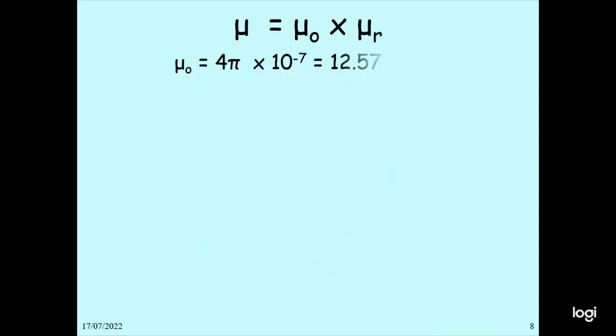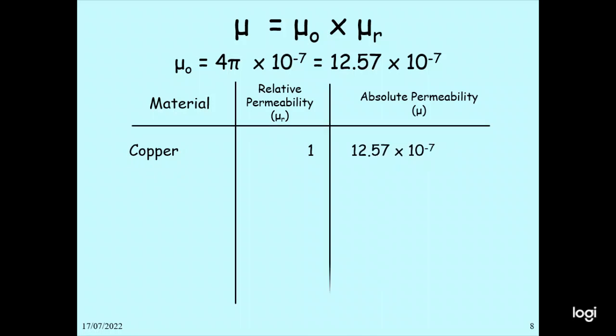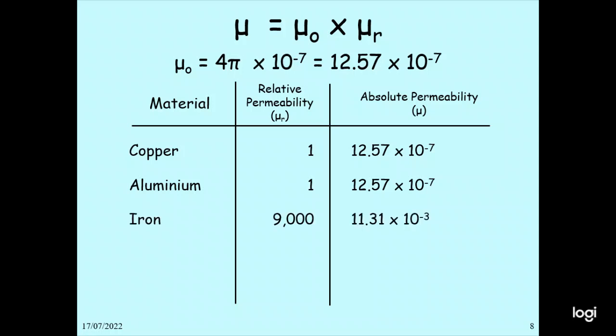So we can calculate mu equals mu0 mu R, with mu0 as 4 pi times 10 power minus 7, that is 12.57 times 10 power minus 7. In this case, copper, relative permeability mu R is 1, absolute permeability is 12.57 times 10 power minus 7. Aluminum, relative permeability is 1, absolute permeability is 12.57 times 10 power minus 7. Iron, relative permeability is 9,000, absolute permeability is 11.31 times 10 power minus 3.